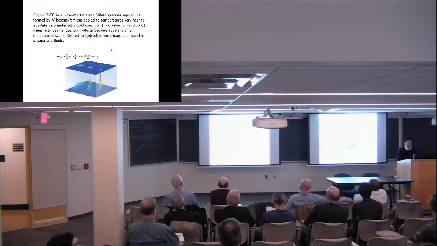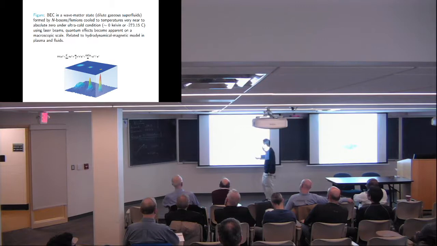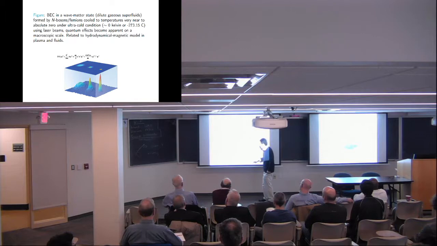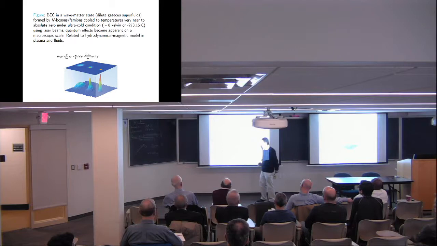Let me show some pictures of Bose-Einstein condensates. This is the background. When the temperature gets lower, close to zero Kelvin, we can observe the state reach equilibrium, which is the ground state. Otherwise, at higher temperature, the particles move fast and you couldn't capture that. But when you have lower temperature, we can observe that.